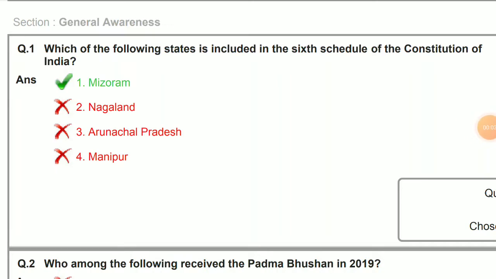Today we'll be solving the question paper of SSC CHSL 2019 Tier 1 General Awareness Section. Question number 1. Which of the following states is included in 6th Schedule of Constitution of India? Answer is Mizoram.